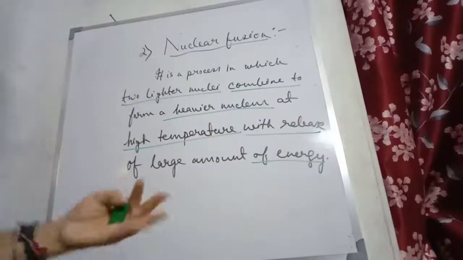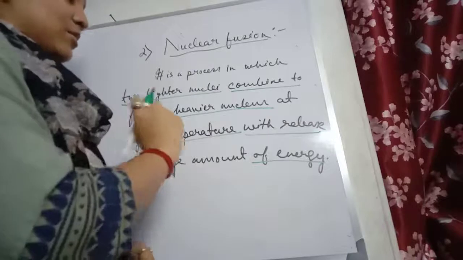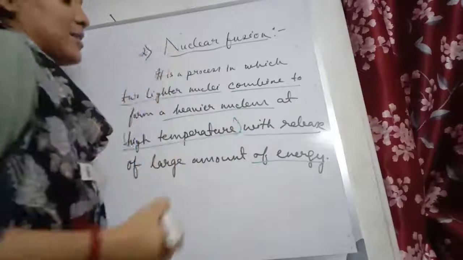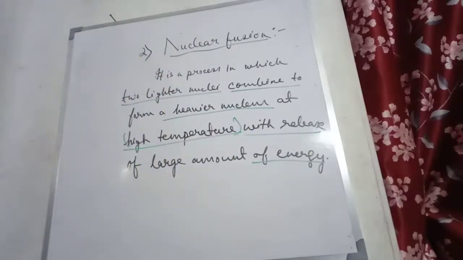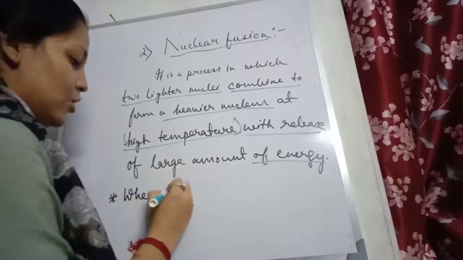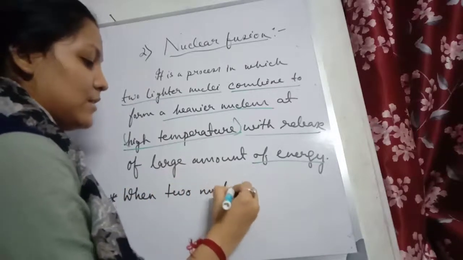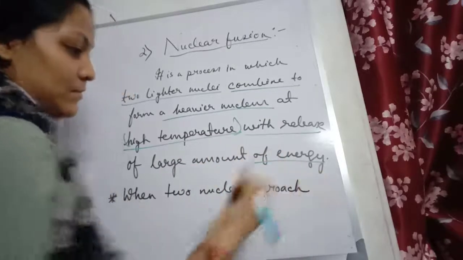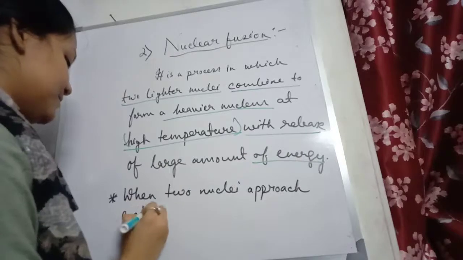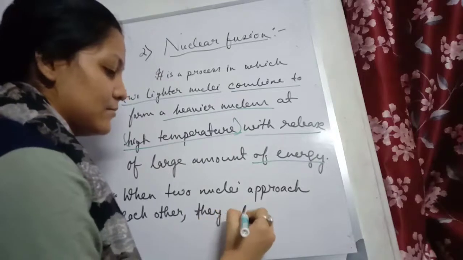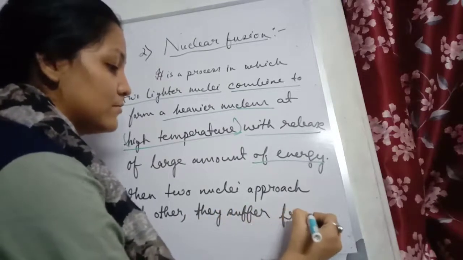Now why the energy is liberated, that we know, is due to mass defect. That is the main reason for the large amount of energy liberation. And why high temperature? Now the reason behind this is: when two nuclei approach, meaning come close to one another, approach each other, they suffer from repulsion.